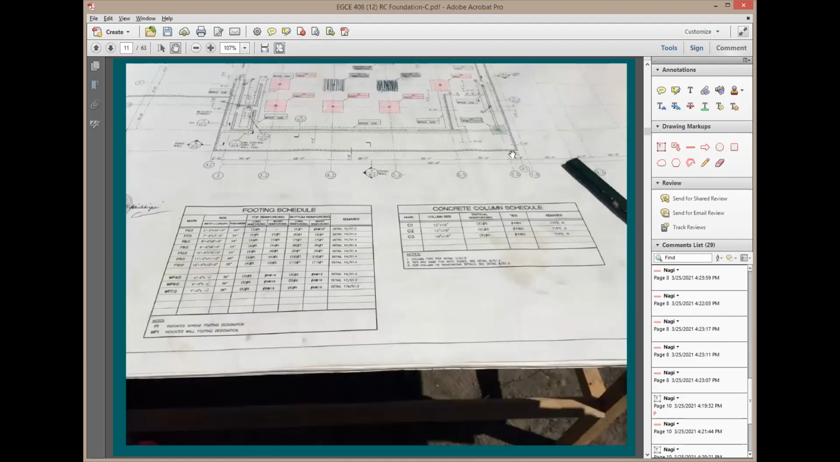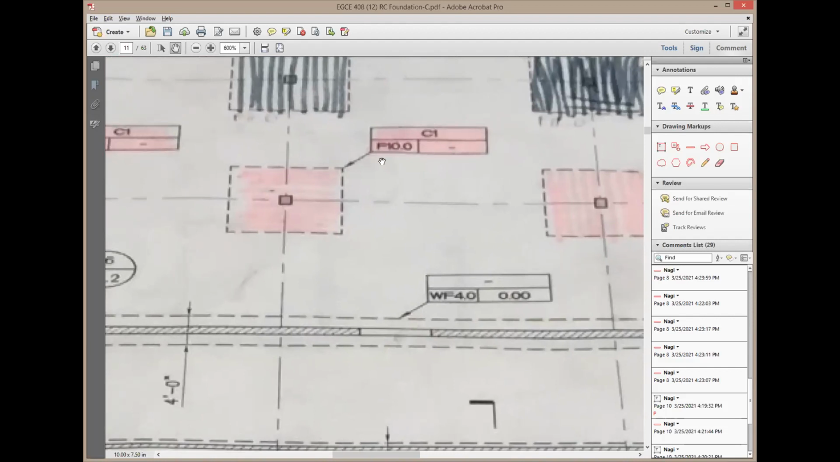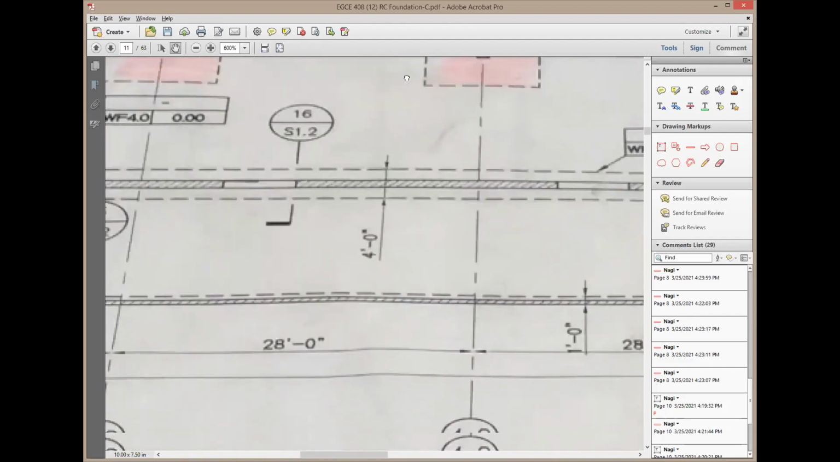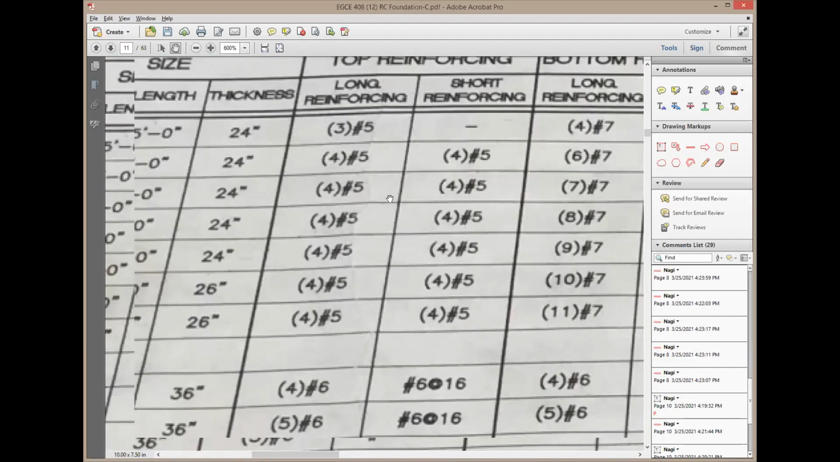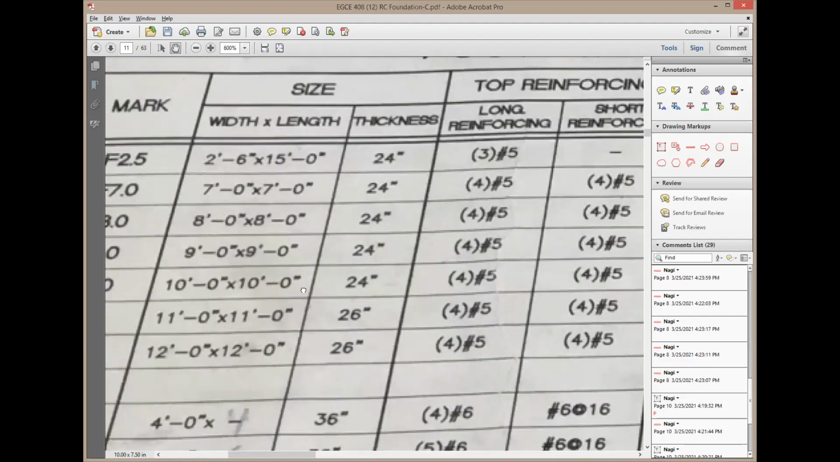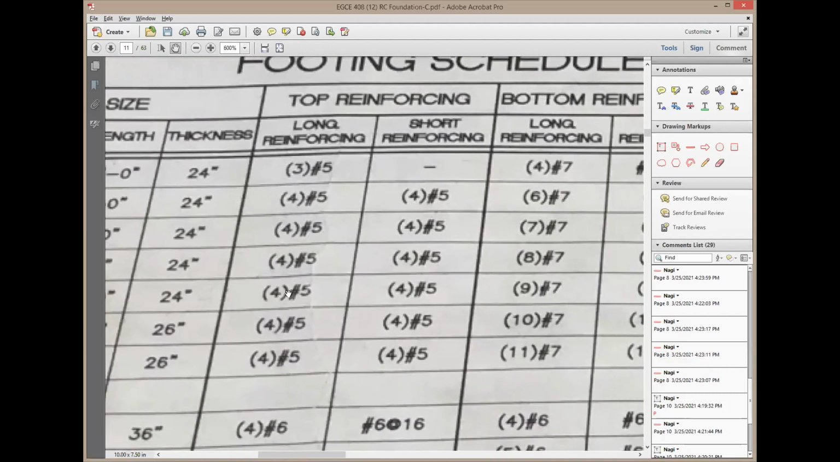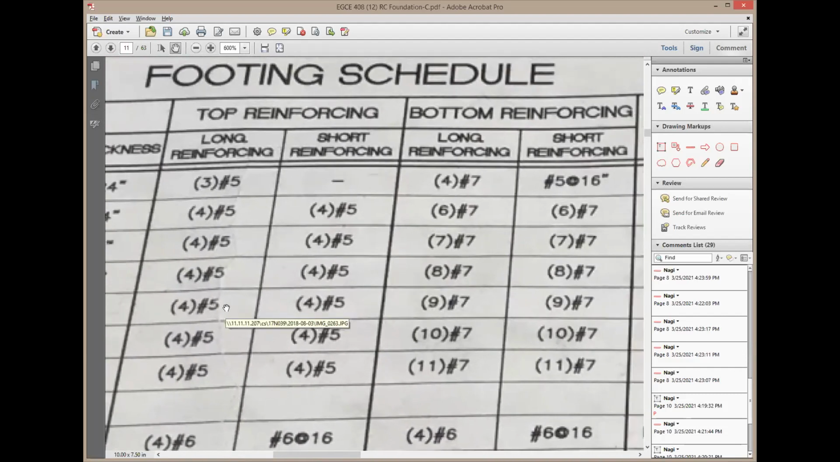This is actually a picture of an actual project. So here are some pads. It says F10. Usually F10 means that the footing itself is going to be 10 feet by 10 feet. Thickness is 24 inch. It has the top reinforcement. If you look here at the top reinforcing, which one is larger, number 7 or number 5?